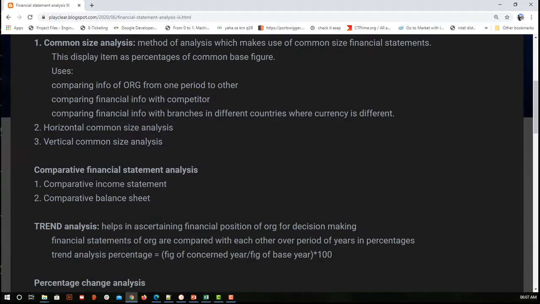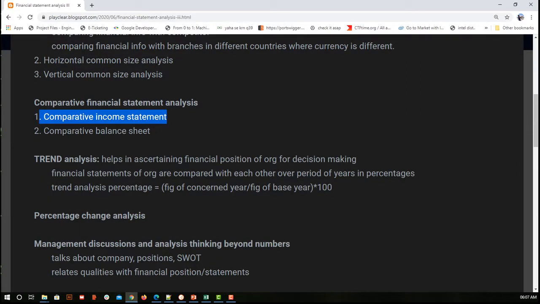Just now we have seen how we do vertical analysis on the balance sheet. Similarly, we'll have a base figure in the income statement as well. Like that we do it for different financial statements. Next is trend analysis. This helps in ascertaining the financial position of an organization for decision making, because we know the trend and whatever is going to happen in future, we are predicting based on our past. That is what is called trend.